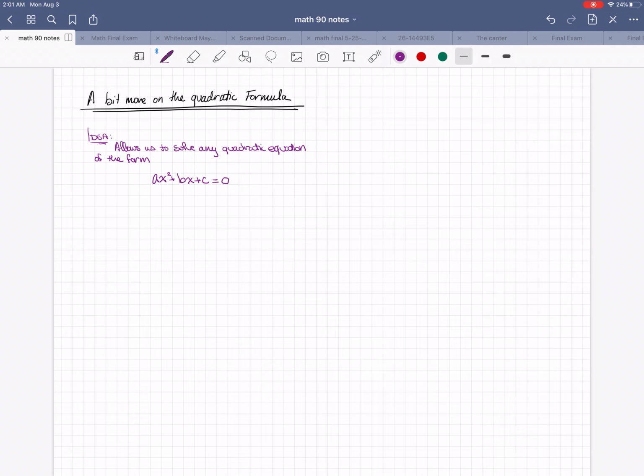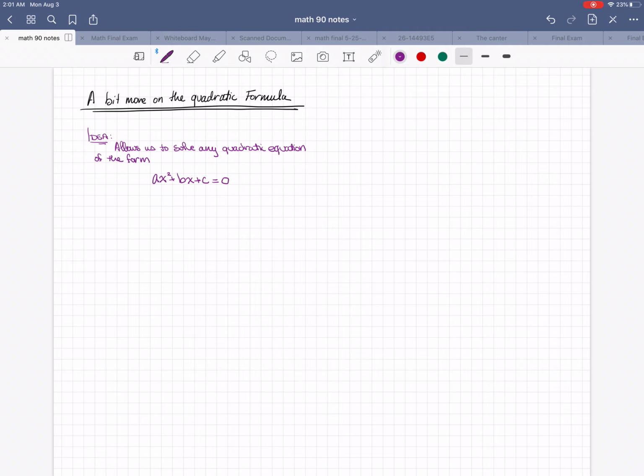So the idea of the quadratic formula is that it allows us to solve any quadratic equation of the form ax squared plus bx plus c. So a, b, and c here are the coefficients of our quadratic equation, and as always, we write the polynomial, the quadratic, in order. So the x squared term goes first, the x term second, and the constant last.